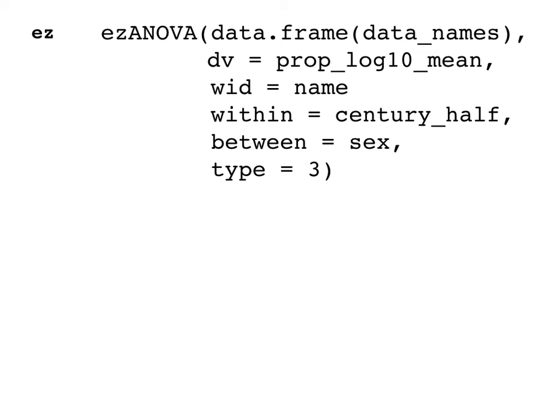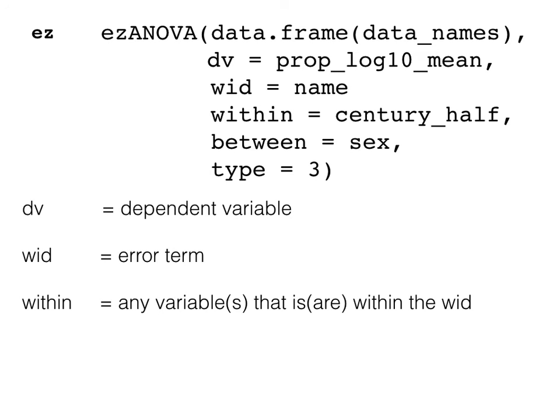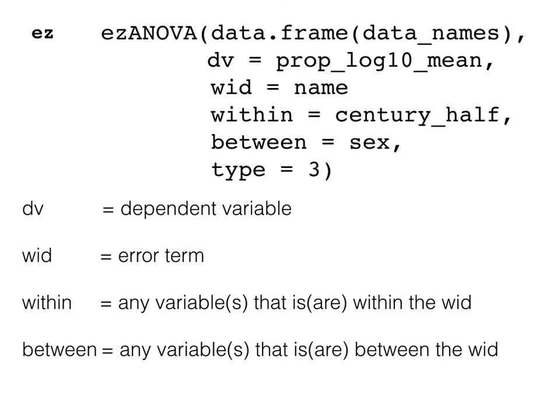Let's break down each of these settings a little more. dv is the dependent variable, wid is our error term, within is any variables that are within our wid, between is any variables that are between our wid, and then finally, type is where we specify the type of sum of squares. To get SPSS versions, you should set it to 3.